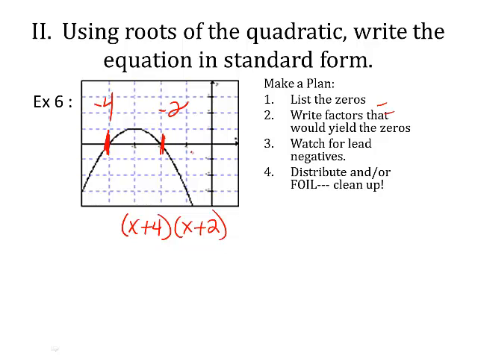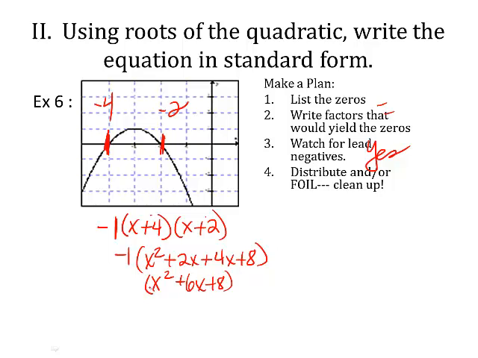Watch for lead negatives. Does this one have a lead negative? Yes, it does, because it's upside down. So I put a negative 1 out front. Distribute using FOIL or however you want to do it, but I'm going to do FOIL first. Okay, I'm going to multiply these two binomials together. So I'm going to leave that negative 1 out there. I've got x squared plus 2x plus 4x plus 8. So that's going to be x squared plus 6x plus 8. Now, to distribute the negative 1 simply means I'm going to change all the signs. It'll be negative x squared minus 6x minus 8.